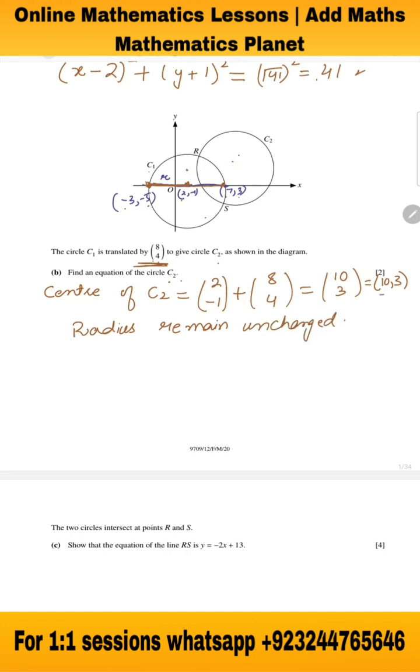So we have center of the circle as (10, 3). So we can write the equation of the circle as (x minus 10) whole square plus (y minus 3) whole square, which is equal to 40. So this is the equation of the circle C2.